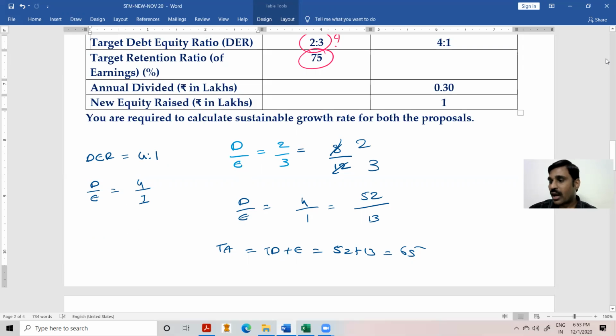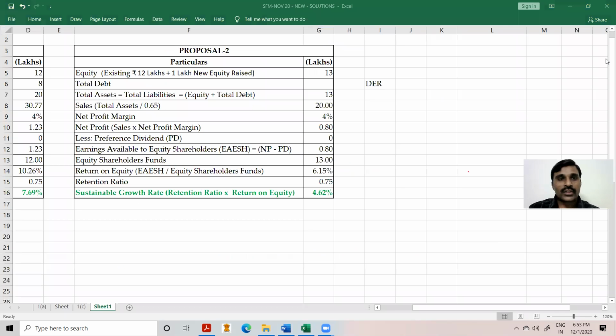So debt is equal to equity into 4 divided by 1. So debt is equal to equity into debt equity ratio. That 4 is nothing but the debt equity ratio. So total debt is equal to what? Equity into debt equity ratio. Equity into what is the debt equity ratio? Total target debt equity ratio.